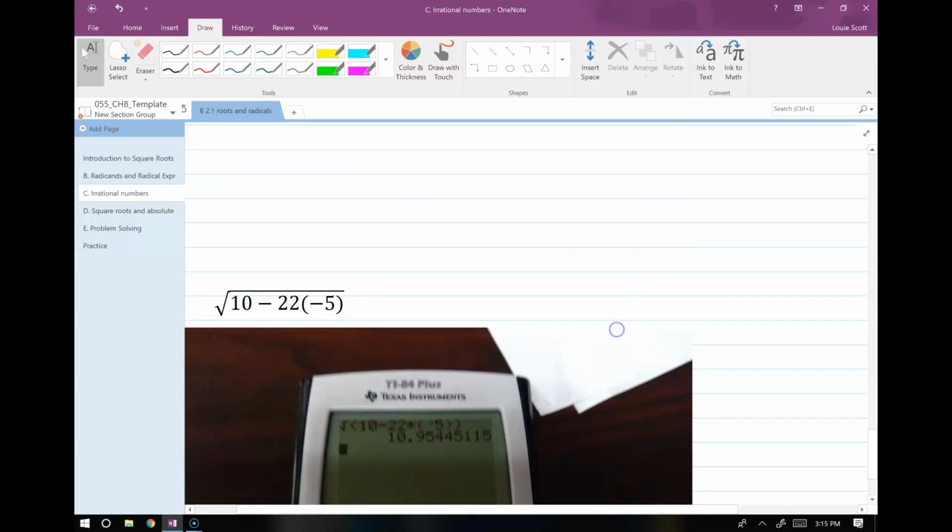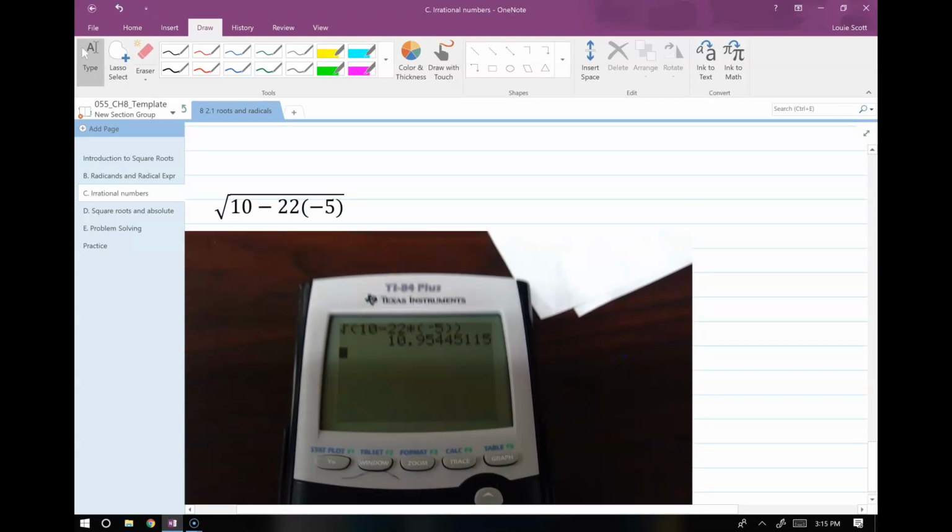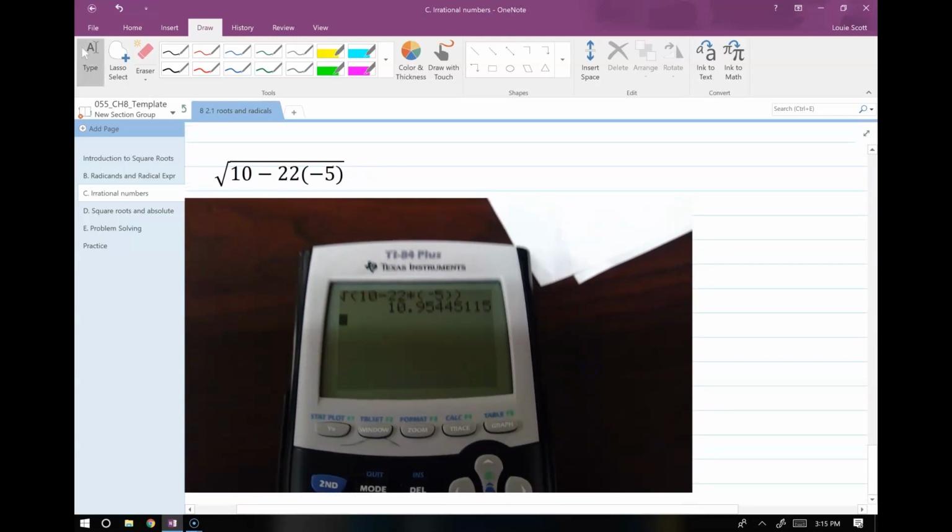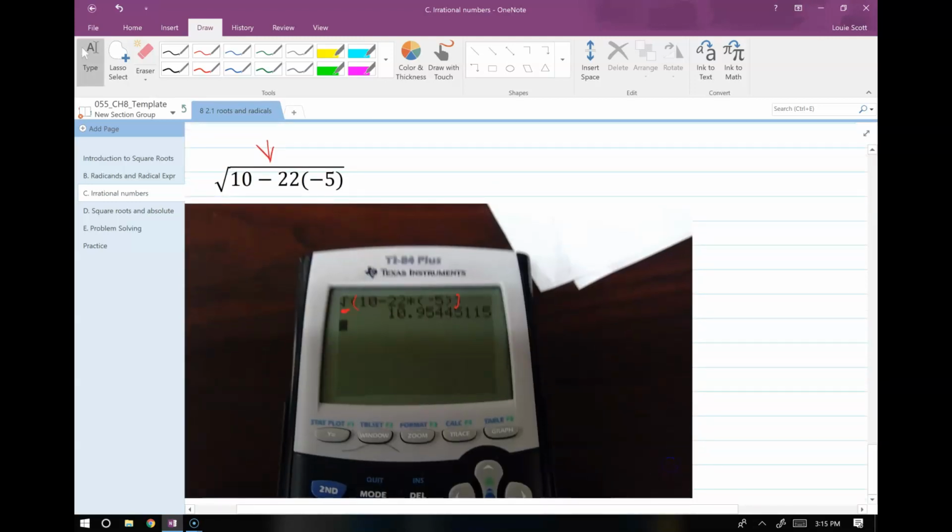So just so you know, at least on this one, you can punch in a bunch of things underneath the square root on your TIs. You do that by just hitting the square root button right here, and then punching everything in and closing it off with brackets. And so I can punch this in all in one line and calculate it if I want to. Okay, so that is square roots in your calculator.